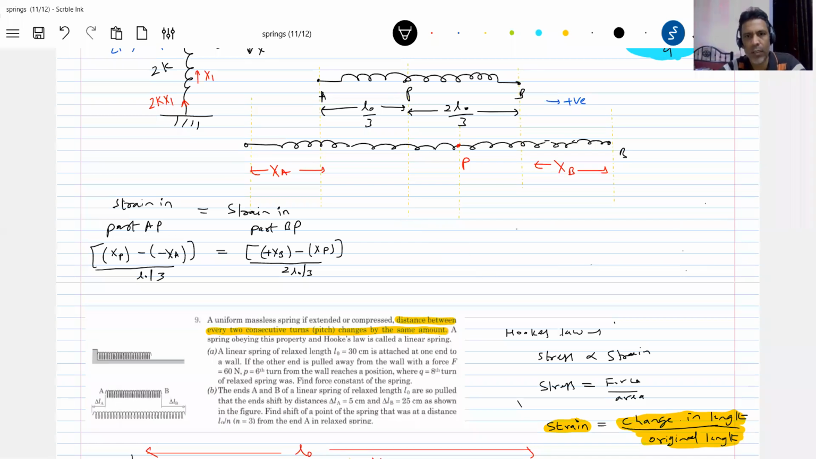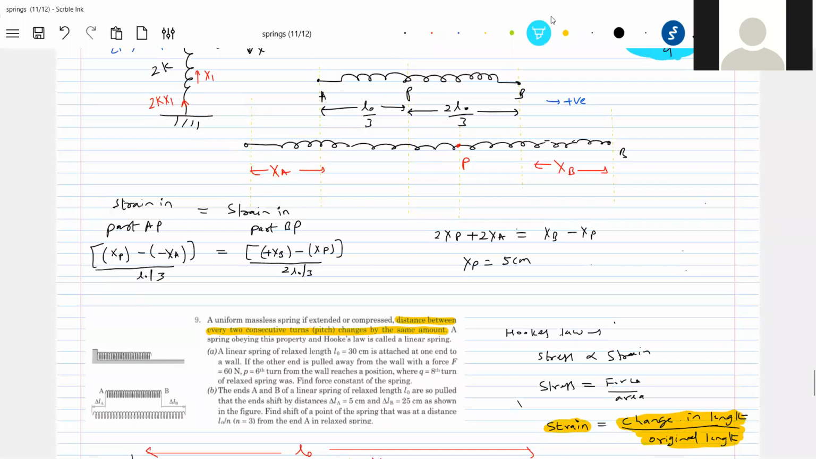Now come for this. This should be 2XP plus 2XA is equal to XB minus XP. Okay, so solve this now. XP will be 5 centimeter. Yes, sir, 5. Check the answer given in the book: it will be 5 centimeter.